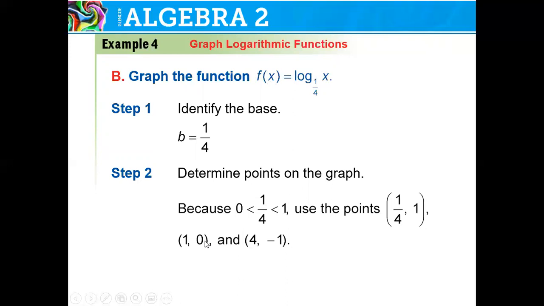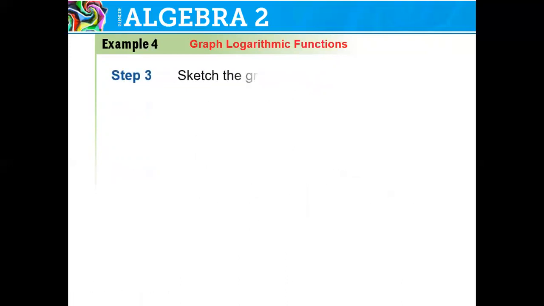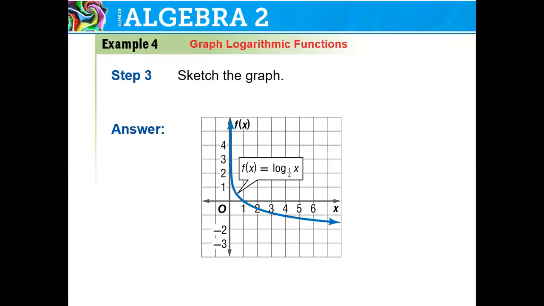And last, you have b and 1, and your b is 1 over 4. So now these are my new points. Again, you will just put the points on the graph and connect them, and you will end up with this graph.